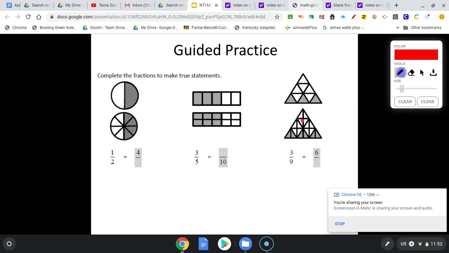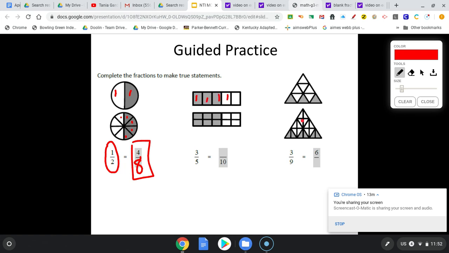So now let's look at these. Let's complete the fractions to make these statements true. So I have 2 equal parts, and one part is shaded, so that's 1/2. I have 4 parts shaded here, so that's 4. 1, 2, 3, 4, 5, 6, 7, 8. That is 4/8. So 1/2 is equivalent to 4/8. We are making these statements true.